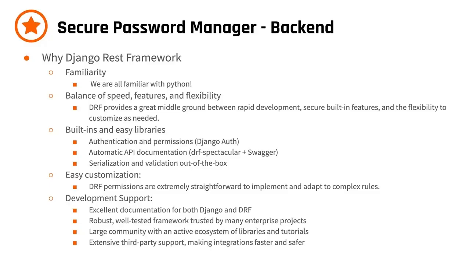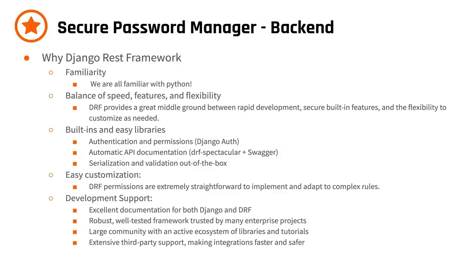First, familiarity. Our team is already comfortable with Python, so working with Django and DRF was a natural fit that allowed us to start quickly. Second, DRF strikes a balance between development speed, powerful built-in features, and the flexibility to customize the API exactly how we need it. It comes with essential built-ins and easy-to-use libraries, including authentication and permissions through Django Auth, automatic API documentation with DRF Spectacular and Swagger, and serialization and validation out of the box.